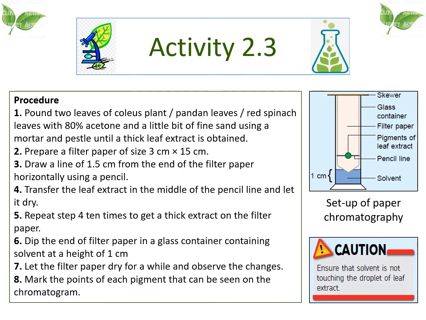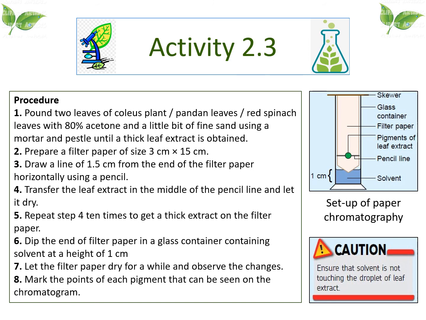Procedure: Number 1. Pound 2 leaves of Coleus plant, pandan leaf, red spinach leaf with 80% acetone and a little bit of fine sand using a mortar and pestle until a thick leaf extract is obtained. Number 2. Prepare a filter paper of size 3 cm x 15 cm. Number 3. Draw a line of 1.5 cm from the end of the filter paper horizontally using a pencil. Number 4. Transfer the leaf extract to the middle of the pencil line and let it dry. Number 5. Repeat step 4 10 times to get a thick extract on the filter paper.